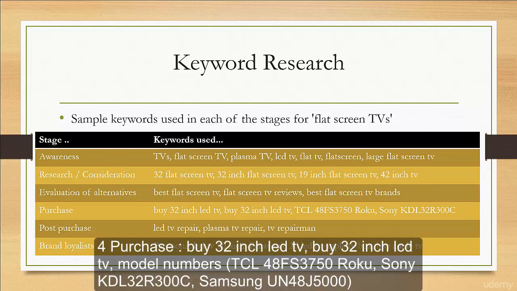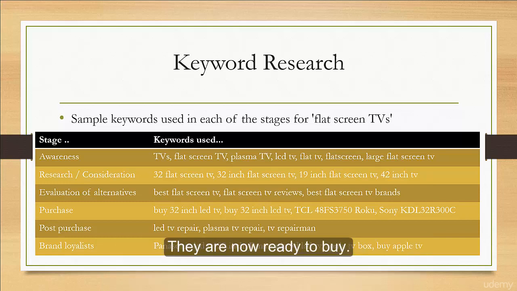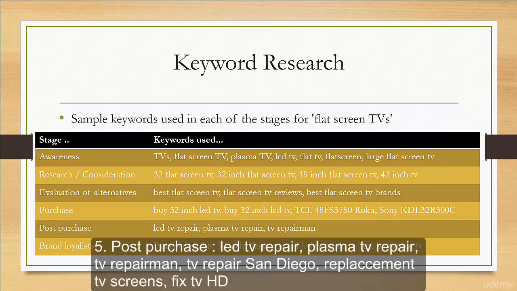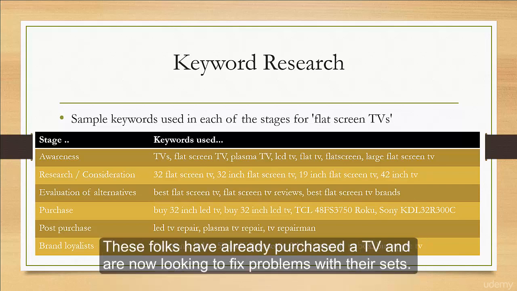Purchase: buy 32-inch LED TV, buy 32-inch LCD TV, and so on. They are now ready to buy. Post-purchase: LED TV repair, plasma TV repair, TV repairman, and so on. These folks have already purchased a TV and are now looking to fix problems with their sets.